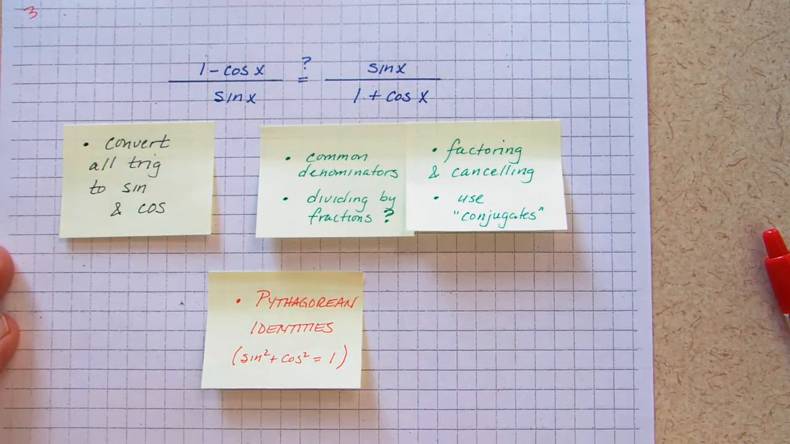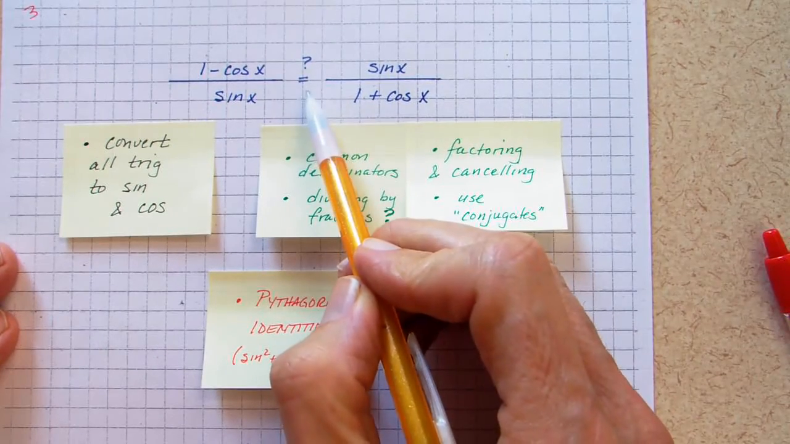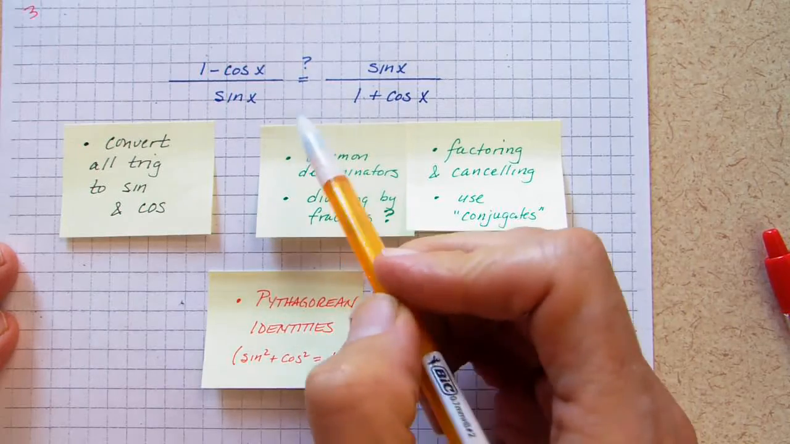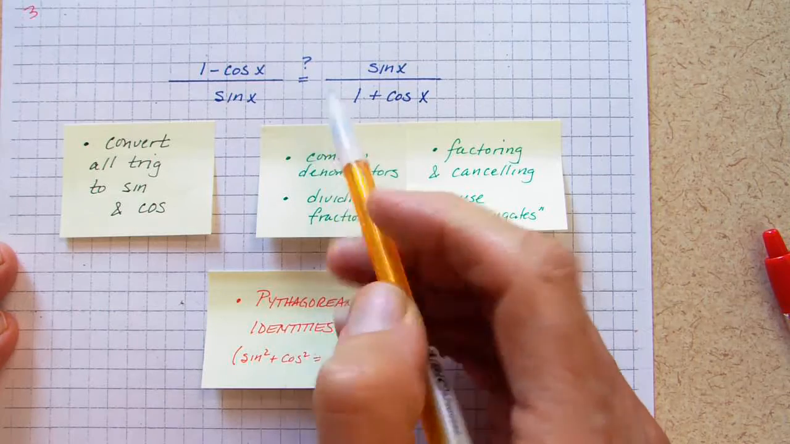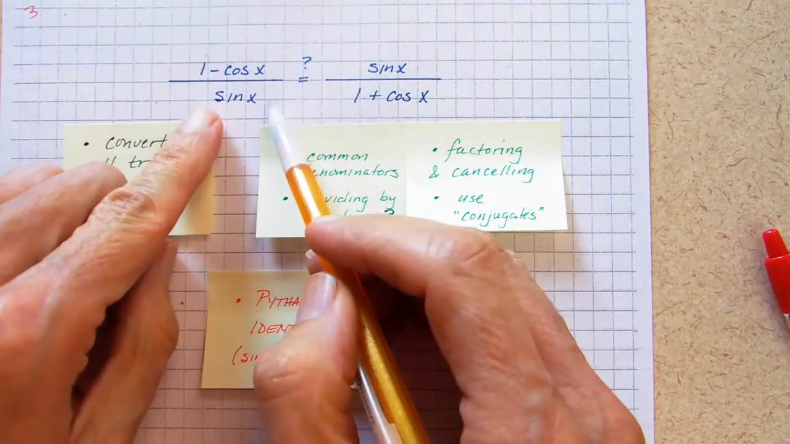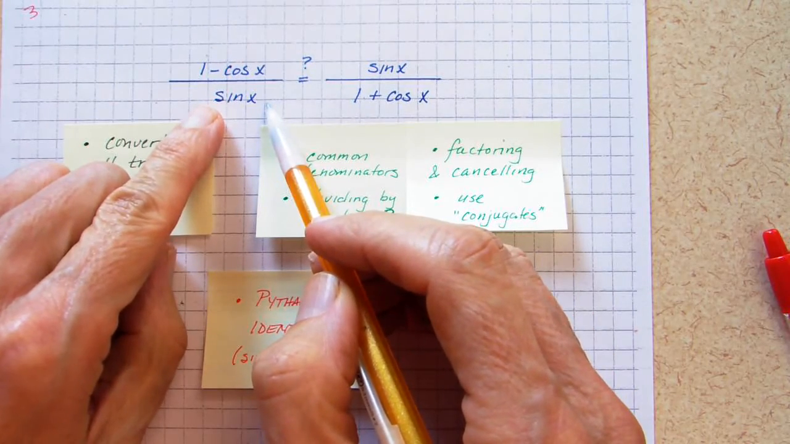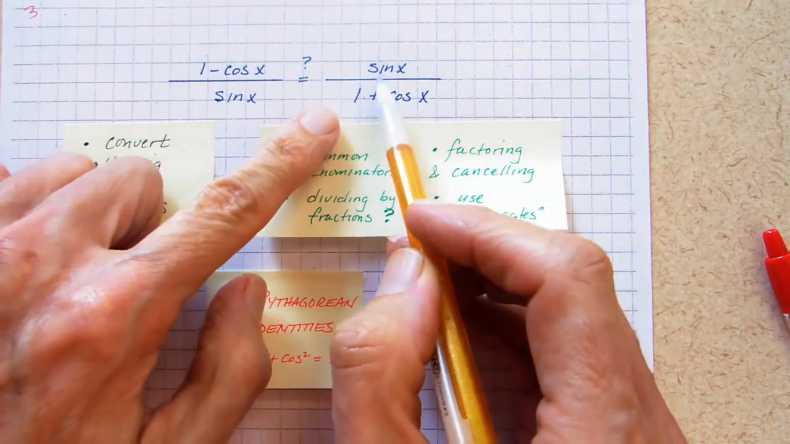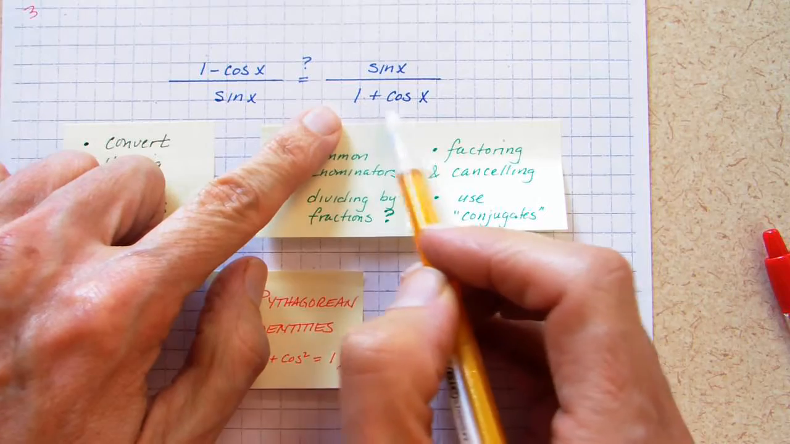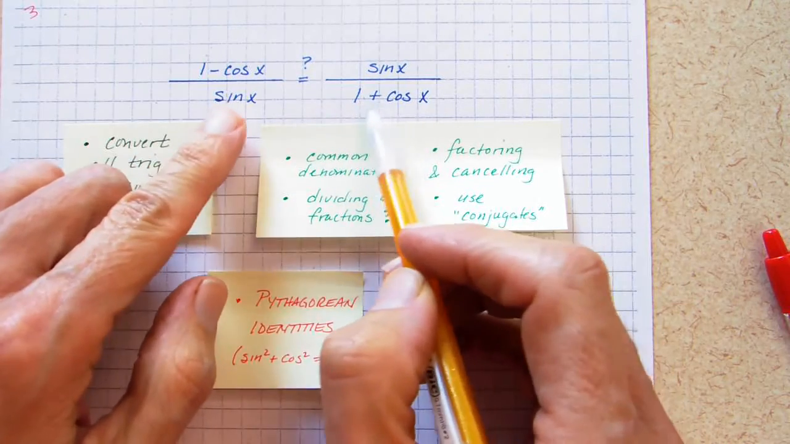Here we have another example in which you're asked to verify an identity. An identity is really just an equation, but we're asked to verify it. That's why I always like to put a little question mark over the equal sign to say, well, is it true that (1 minus cosine x) over sine x is equivalent or equal to sine of x over (1 plus cosine of x)? Are these two things equivalent?